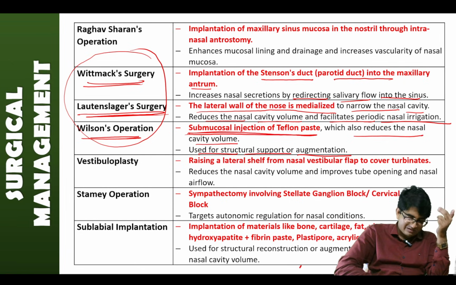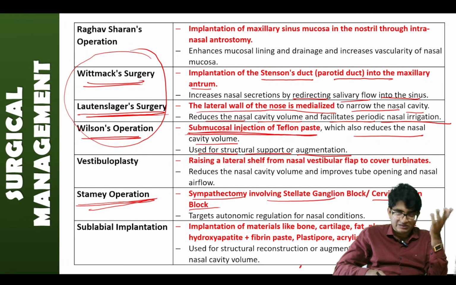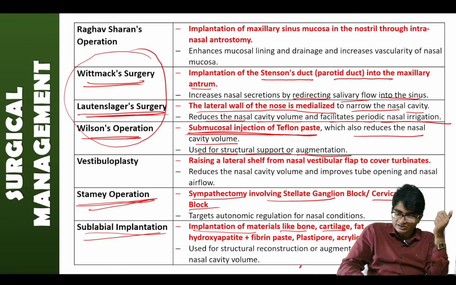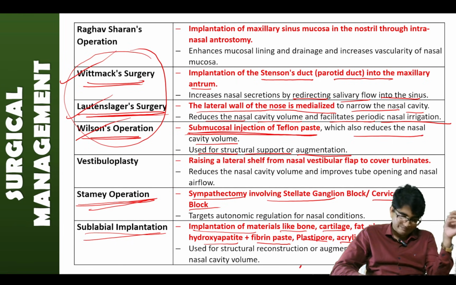I have also told you about Stammi's operation, sympathectomy involving the stellate ganglion or cervical chain block, and this will target the autonomic regulation of the nasal conditions. And sublabial implantation, which I have also mentioned: implantation of materials like bone, cartilage, fat, placental beads, hydroxyapatite, fibrin paste, plastipore, acrylic paste, silastic. These three operations have been asked in your questions apart from Young's and modified Young's. These are also very simple things to do.